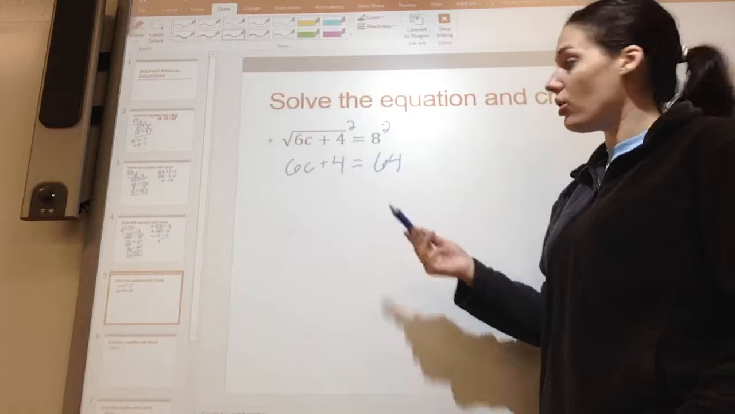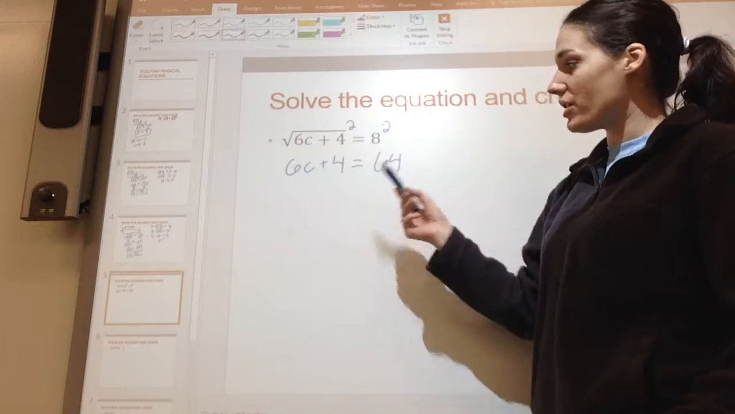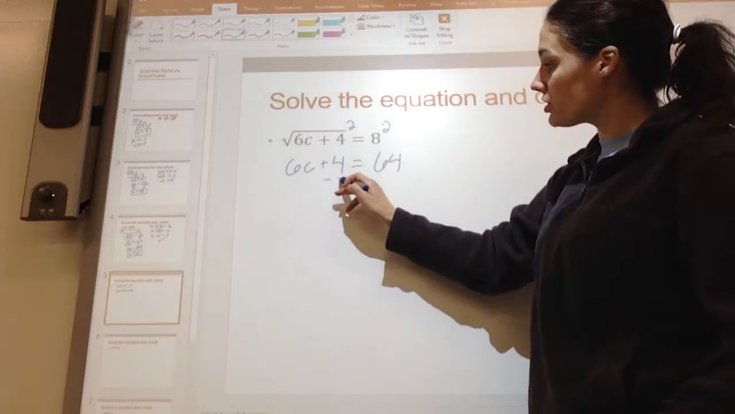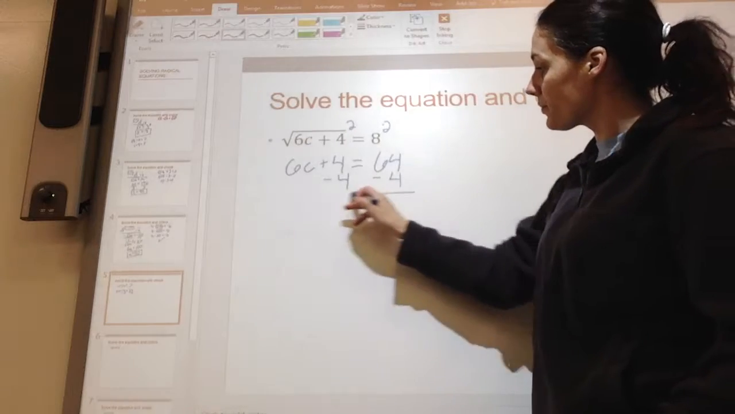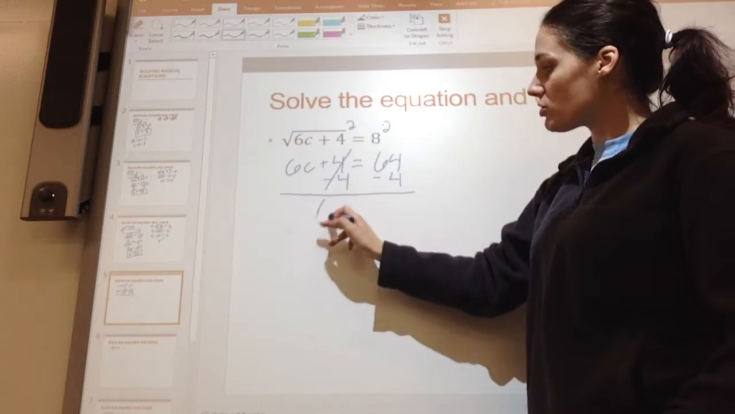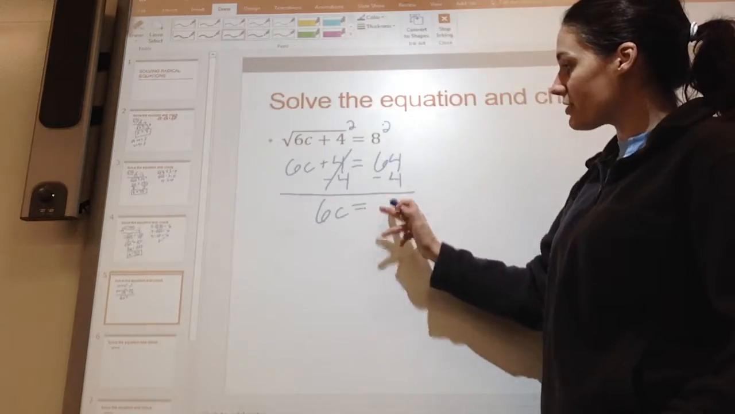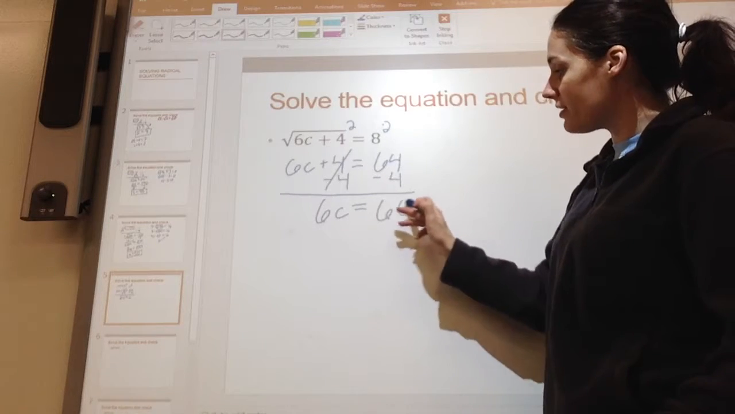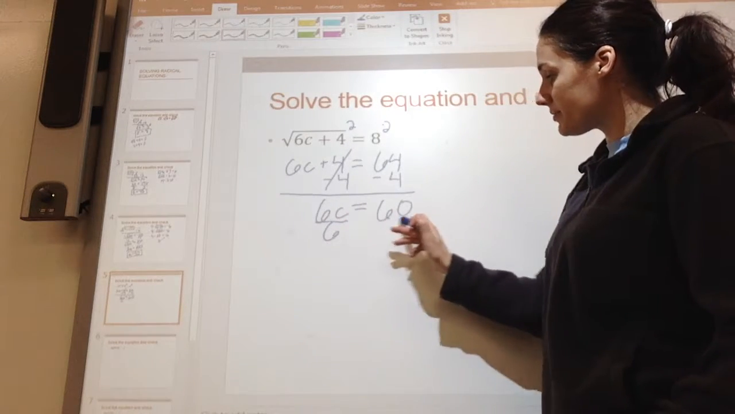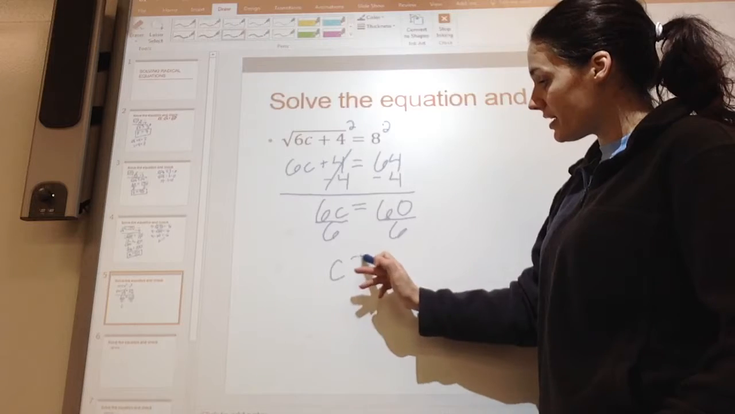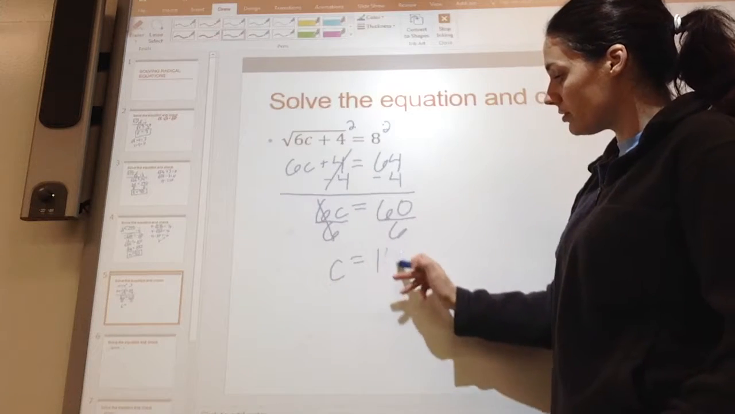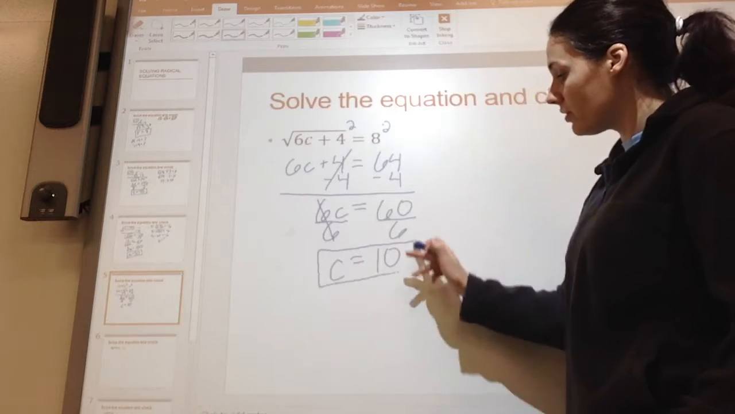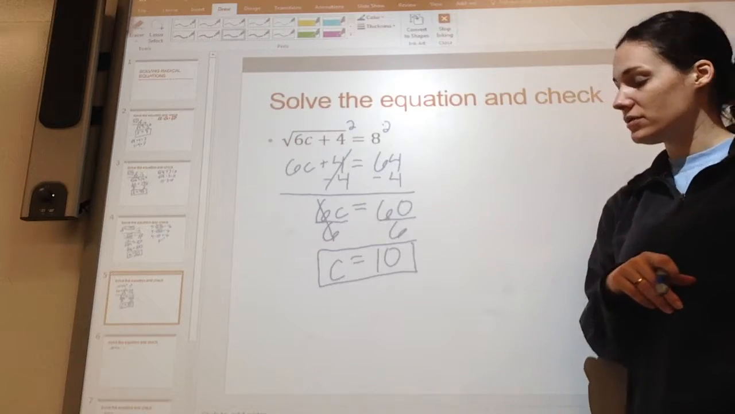So now the radical is all gone. This is a regular equation that you need to go through and solve. So we'll start by subtracting 4. That's gone, so we get 6c equals, now 64 minus 4 is 60. Divide by 6. C equals 10. Ta-da! C equals 10.